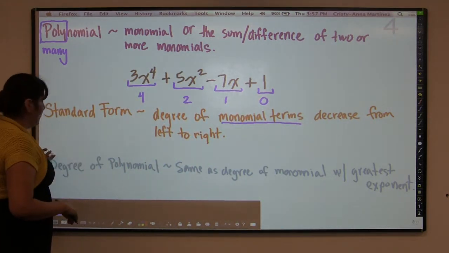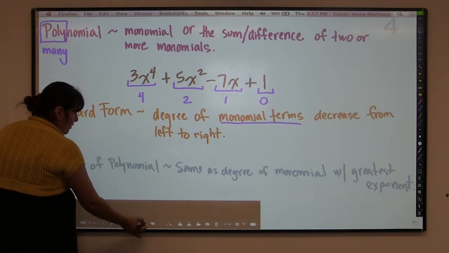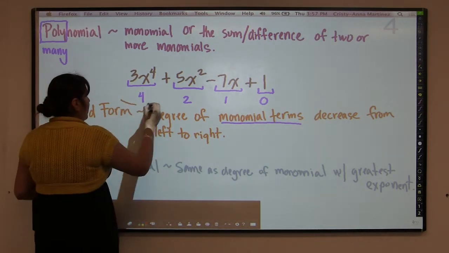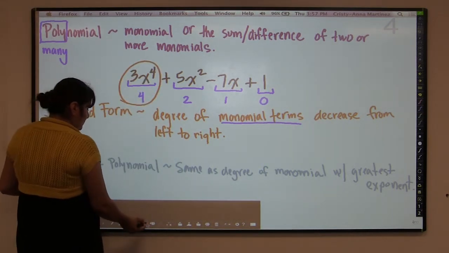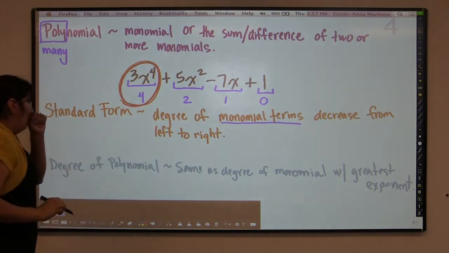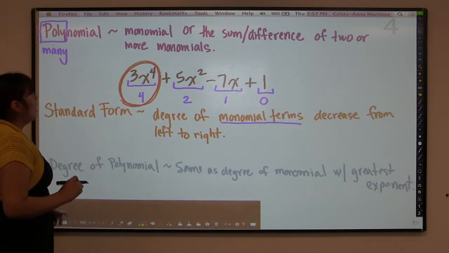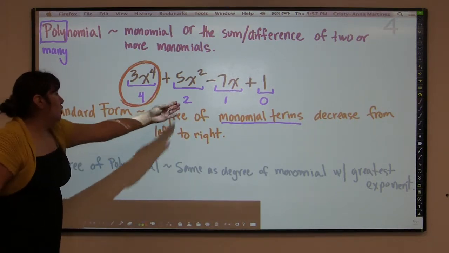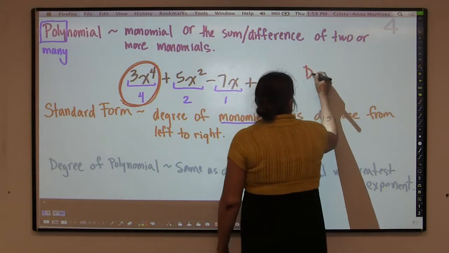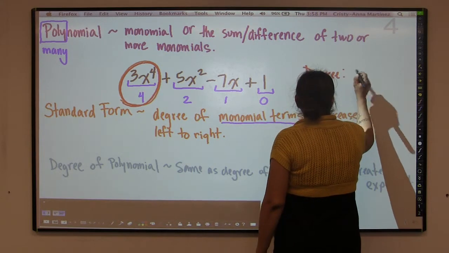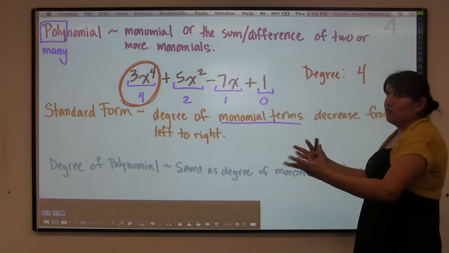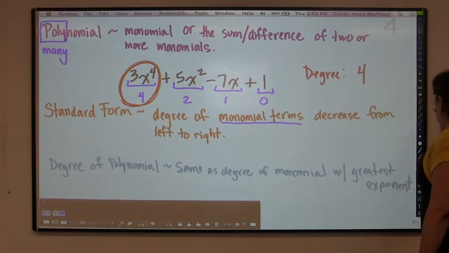But when we talk about the degree of the polynomial, it is going to be the term that has the largest degree. So obviously, here's the winner. There is the term, the monomial, with the greatest exponent. So we don't say that the degree of the polynomial is 2 or 1 or 0. The degree of this polynomial is 4, because the largest exponent is the 4. So it's kind of like the largest one takes the throne, so to speak. Okay? So that's that little guy.